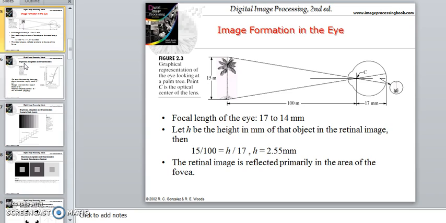Let h be the height in millimeters of that object in the retinal image. Then, with the height of the tree, 15 divided by 100 equals h divided by 17. This is equal to 2.55 millimeters. The retinal image is reflected primarily in the area of the cone.